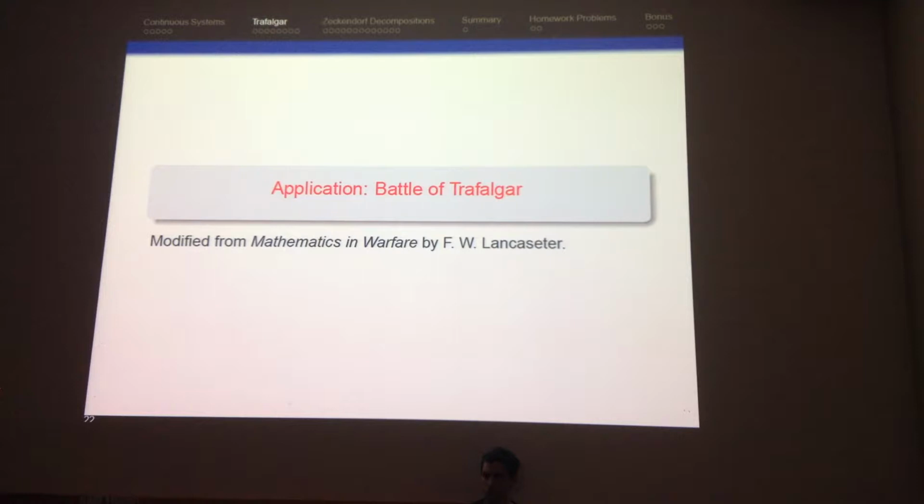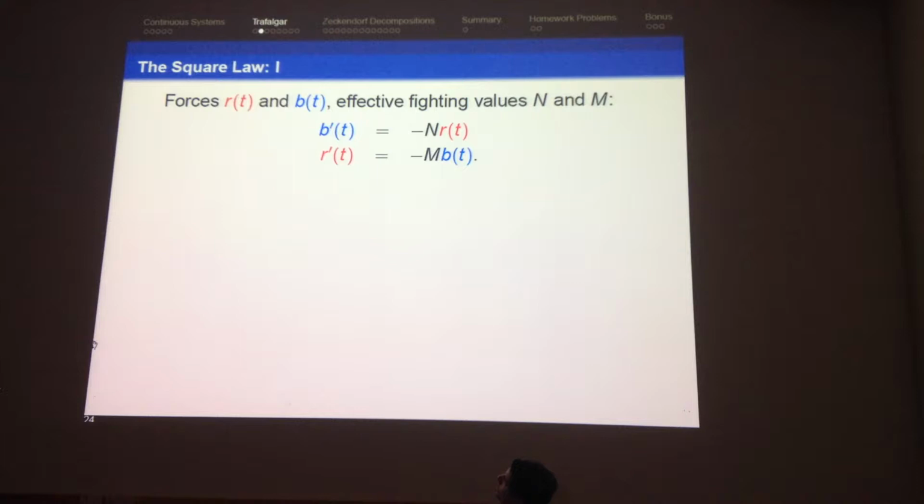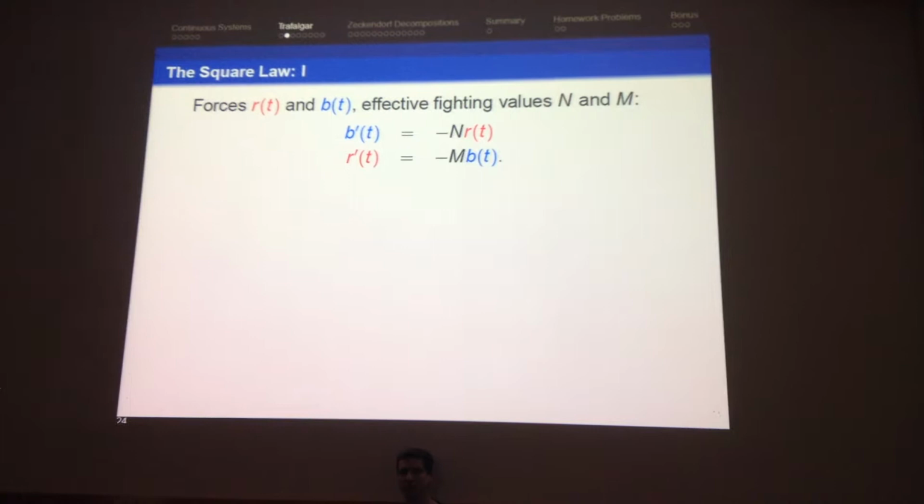All right, so the square law, we're going to have two forces, R of T and B of T, for red and blue. Out of curiosity, how many of you have at least heard of the Battle of Trafalgar? Okay, who was the Battle of Trafalgar between? Who were the combatants? The original combatants. Well, okay, and Admiral Nelson was on which side? The British. And they were fighting the French. No, not just the French and the Spanish.